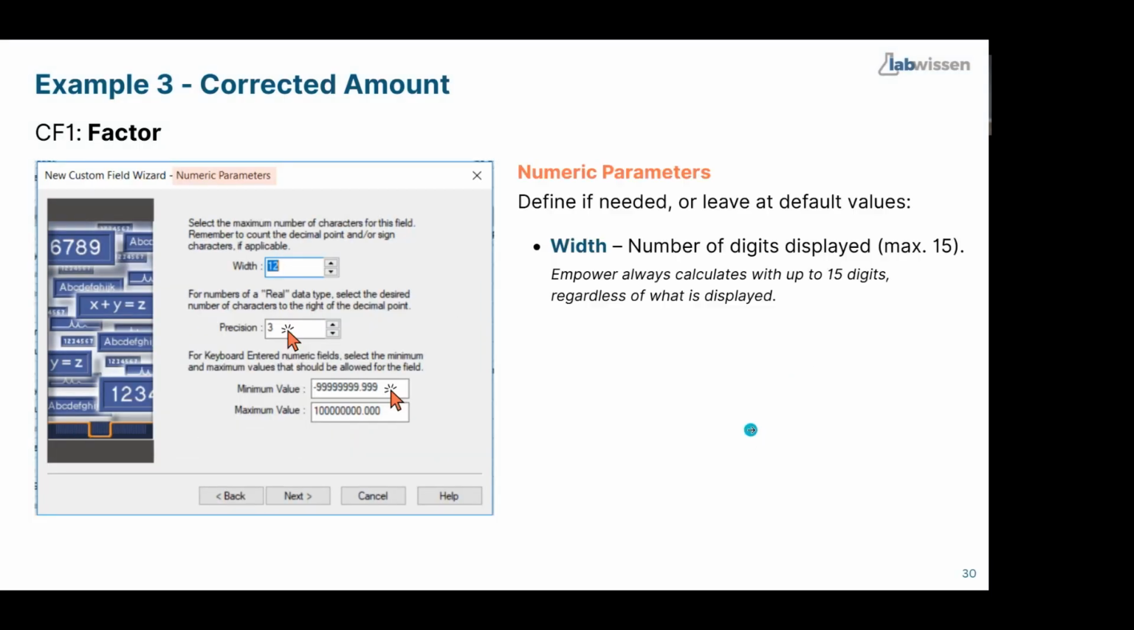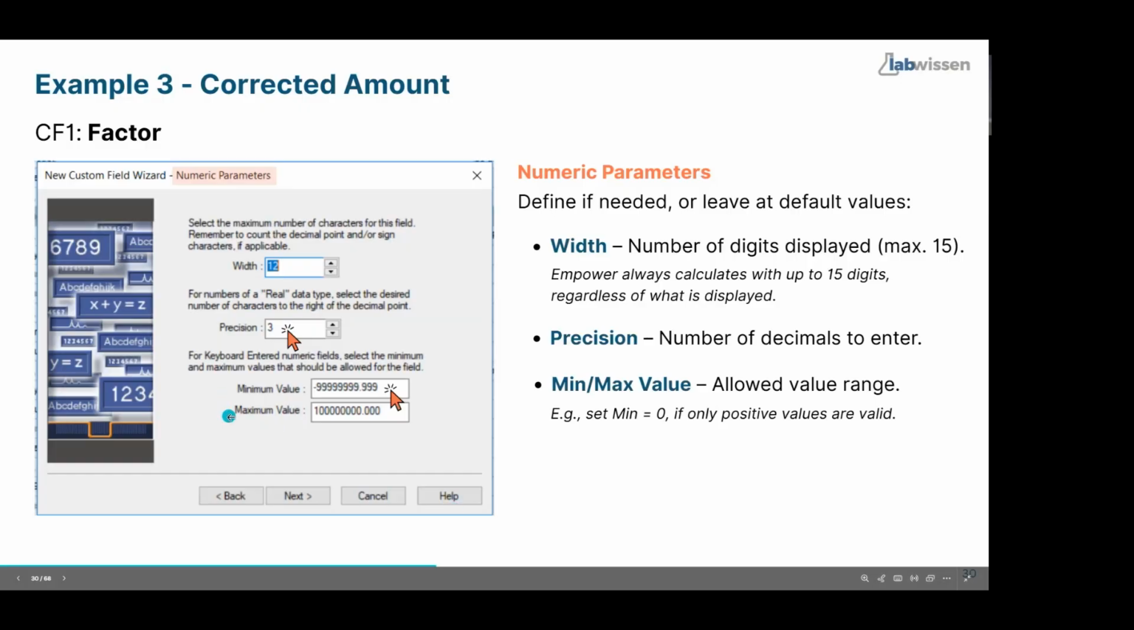Then we come to numeric parameters. Define if needed or leave at default values. Sometimes you don't need to enter anything here; for most custom fields the defaults work. So width is the number of digits displayed, maximum 15. Empower always calculates with up to 15 digits, regardless of what is displayed. And precision is the number of decimals to enter. That is really critical by the component type. If you put precision 2 here but you need to enter a number with 3 decimals, it won't let you, so you can only enter 2. So set here how many you enter, or you can set more, like 5, but you always enter 2 or 3. It will automatically put zeros back to your number. So it really matters what Empower lets you enter.